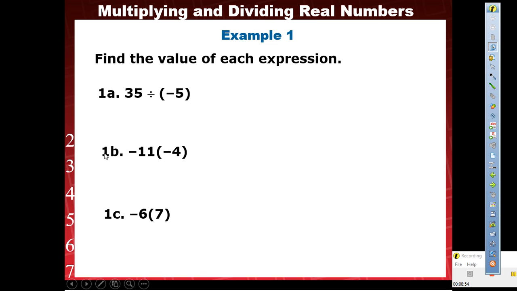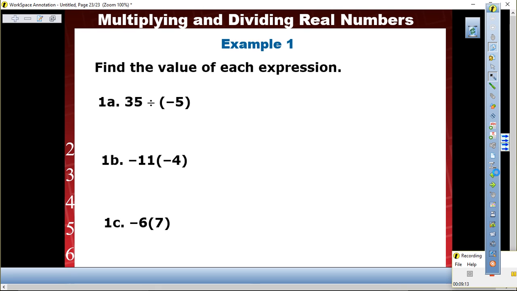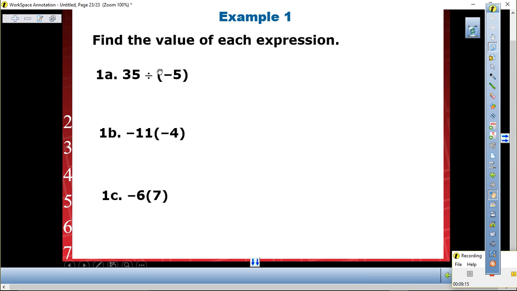Example 1A, B, and C. And these are a piece of cake. We're not going to do this using 3 different ways. What I want us to use is the steps that I gave you to multiply or divide. So it says, example 1, find the value of each expression. 1A is 35 divided by -5. 1B is -11 times -4. 1C is -6 times 7.